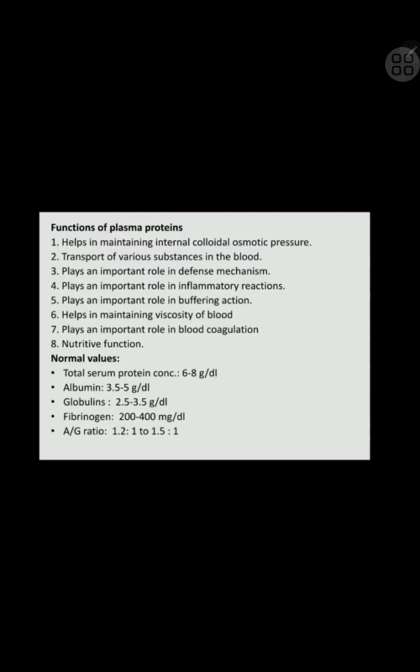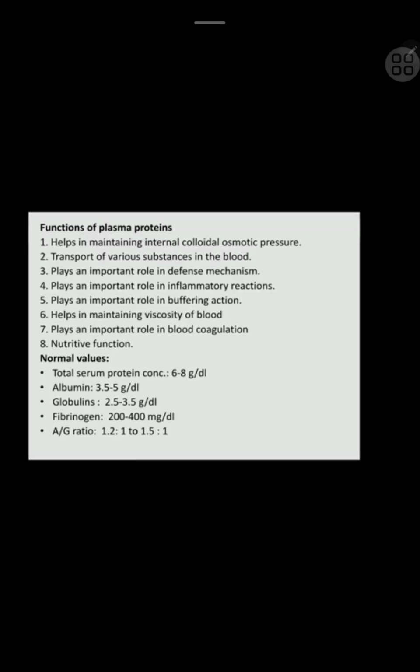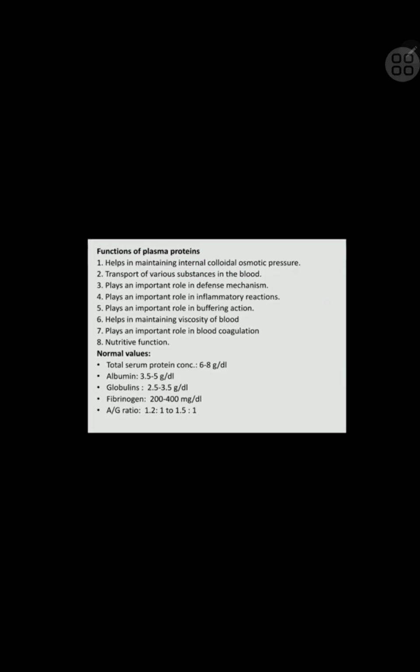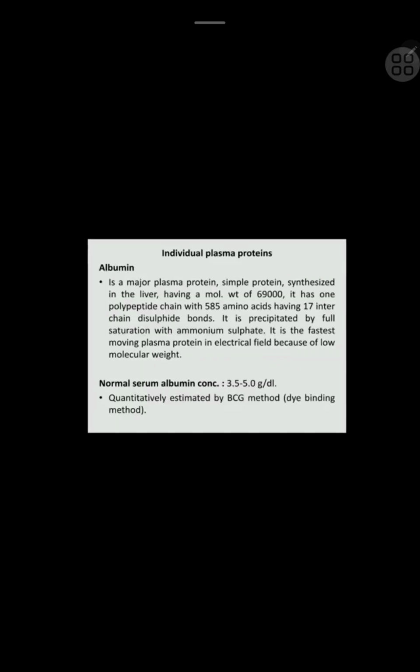Coming to normal values, normal serum protein concentration ranges from 6 to 8 grams per deciliter, albumin 3.5 to 5 grams per deciliter, globulins 2.5 to 3.5 grams per deciliter, whereas fibrinogen concentration ranges from 200 to 400 milligrams per deciliter. The albumin globulin ratio normally ranges from 1.2 to 1 to 1.5 to 1.